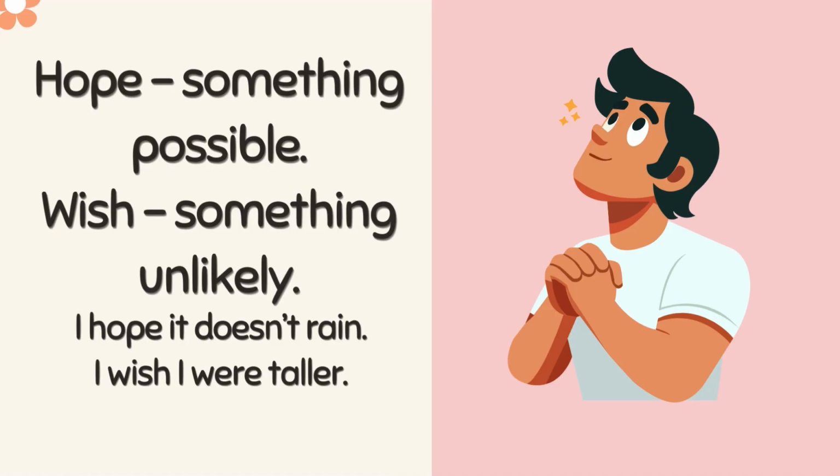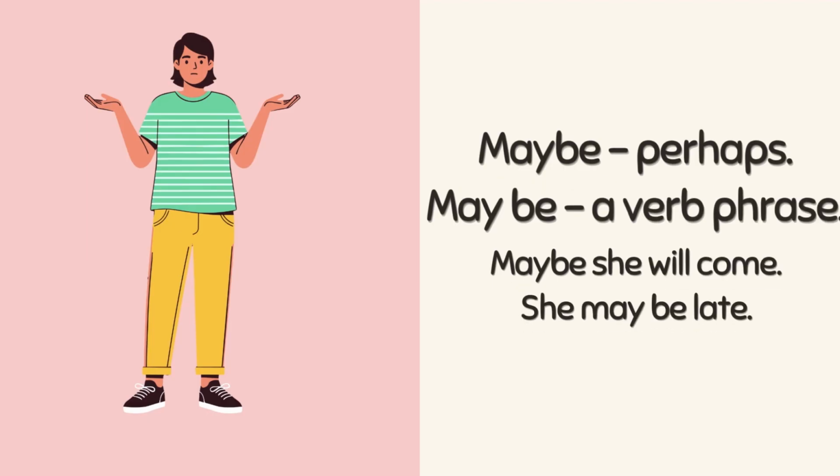Hope is for something possible, and wish is something unlikely or imaginary. For example, I hope it doesn't rain. It's possible. When you say I wish I were taller, it's unlikely. Also, for maybe and may be. So maybe means perhaps, but may be is a verb phrase. So maybe she will come, for example, or she may be late. Do you see the difference?